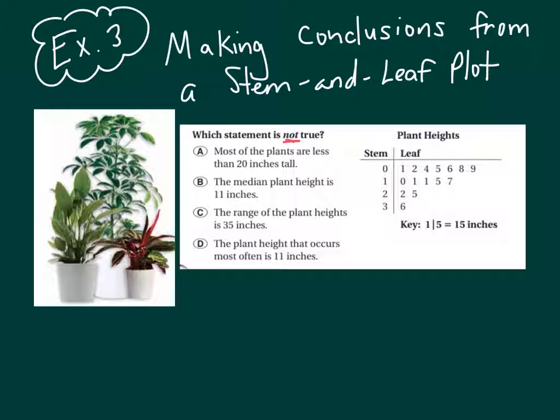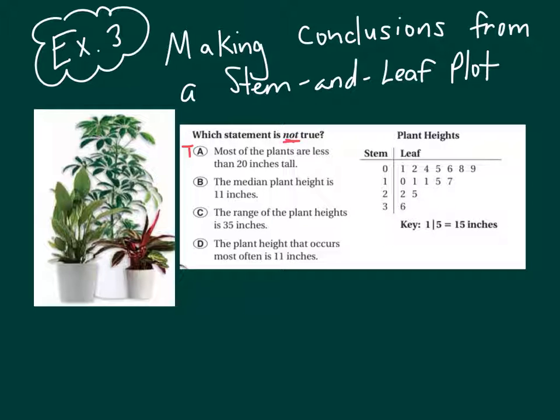If we look at 20, there's no specific 20, but it would be in this column. We can look and say most of those plants are less than 20 inches tall. You could even count the leaves. So 1, 2, 3, 4, 5, 6, 7, 8, 9, 10, 11, 12 plants are less than 20 inches, and then only 3 of them are more than 20 inches. So we're going to say that that one is true. So that's not the one that's not true.